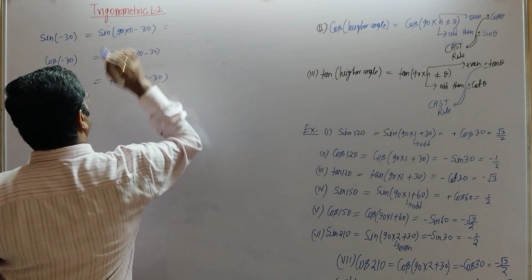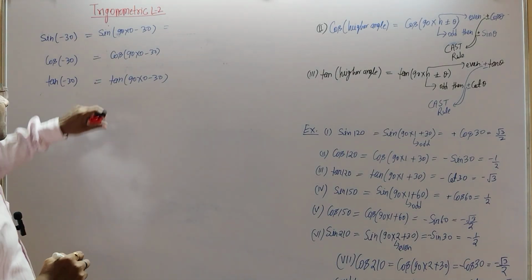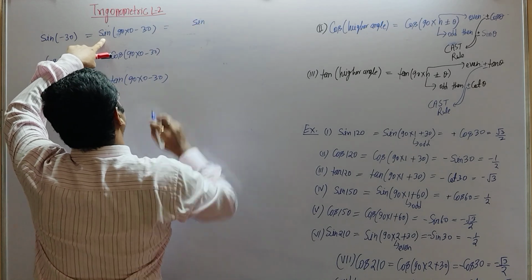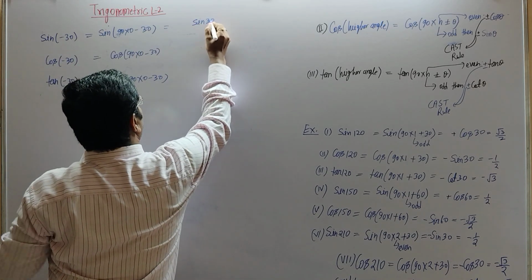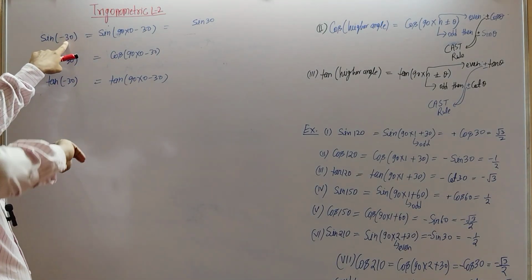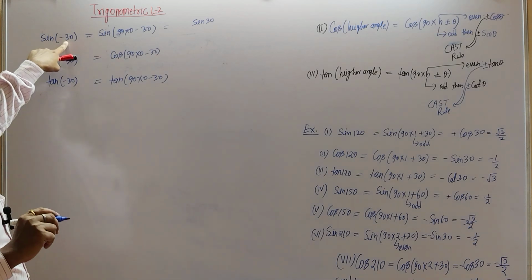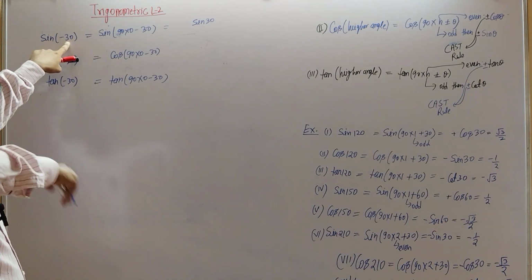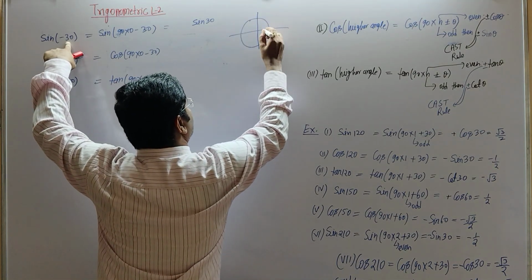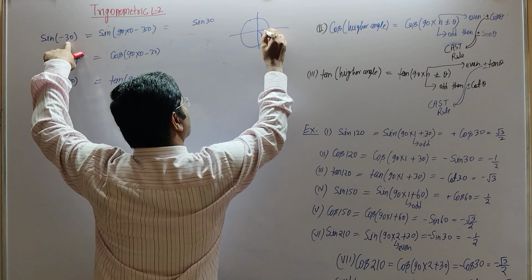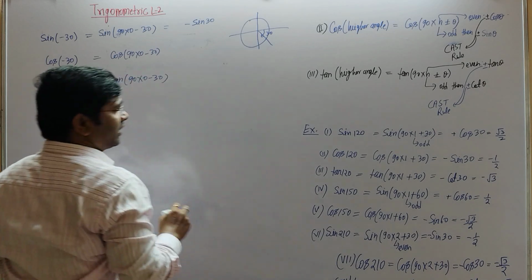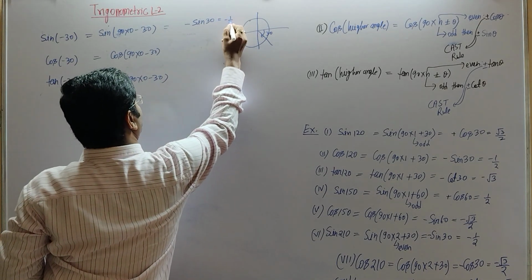Now this is 0, and 0 or even are both in the same category. So this is even, so sine will remain sine. And 30, 30, but this minus 30 is in which quadrant? If you go anti-clockwise, the angle will be positive, and for minus 30 we have to move clockwise. So if you measure the angle like this, this is 30 degree, so this angle will lie in the fourth quadrant, and in the fourth quadrant sine is negative. So this value is minus 1 by 2.